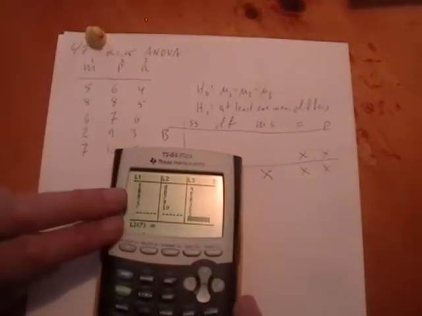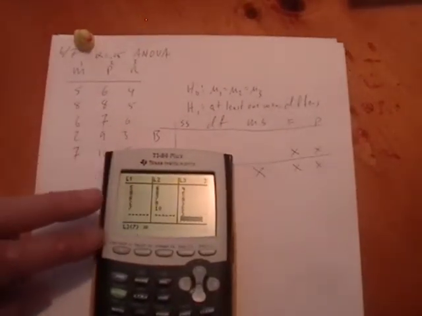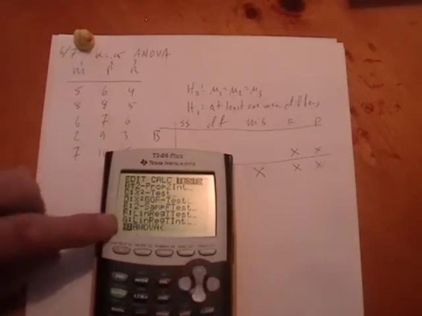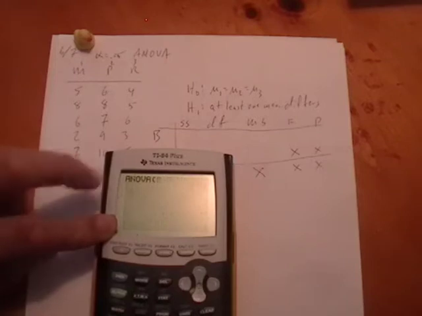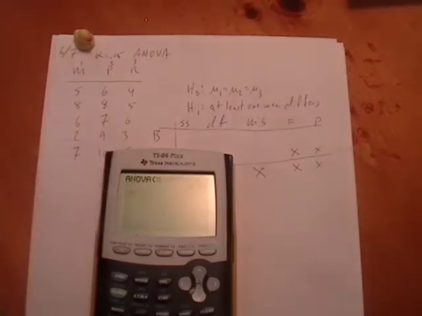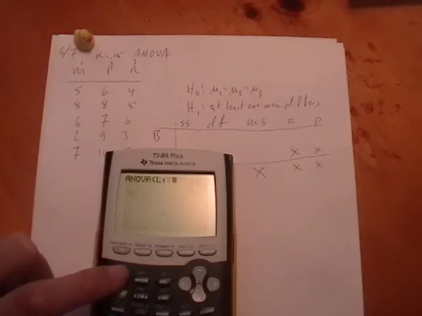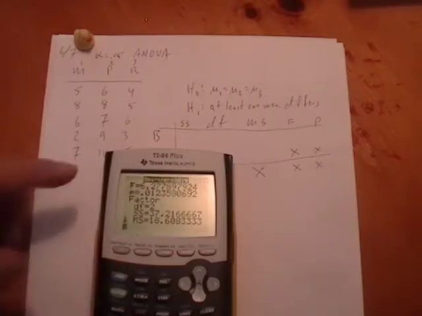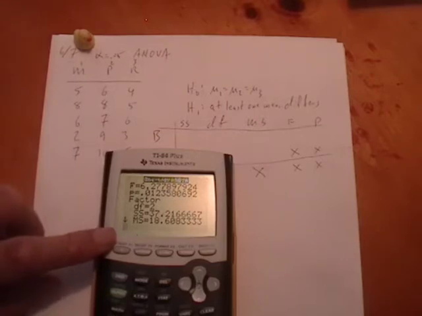Next, enter the values into the calculator. Stat, test, up, and analysis of variance. Remember that this one is not menu driven, largely because it doesn't know how many lists. So I just tell it which lists to use. List 1, and list 2, and list 3, and that's all. So when I hit enter, here are the values that I get.